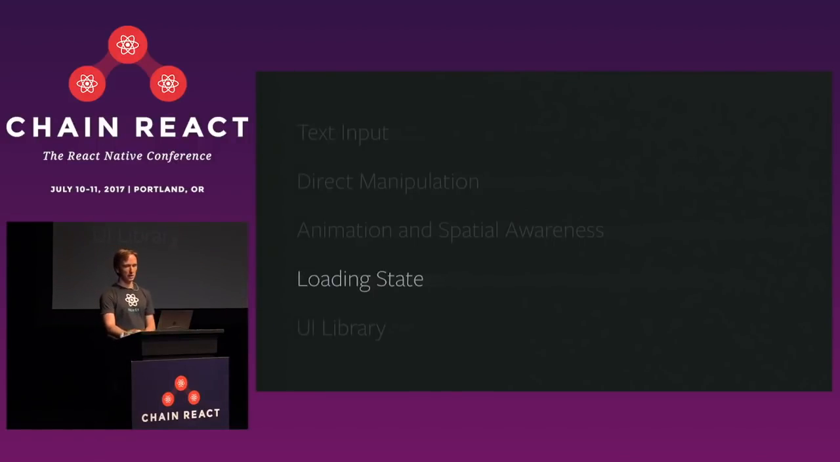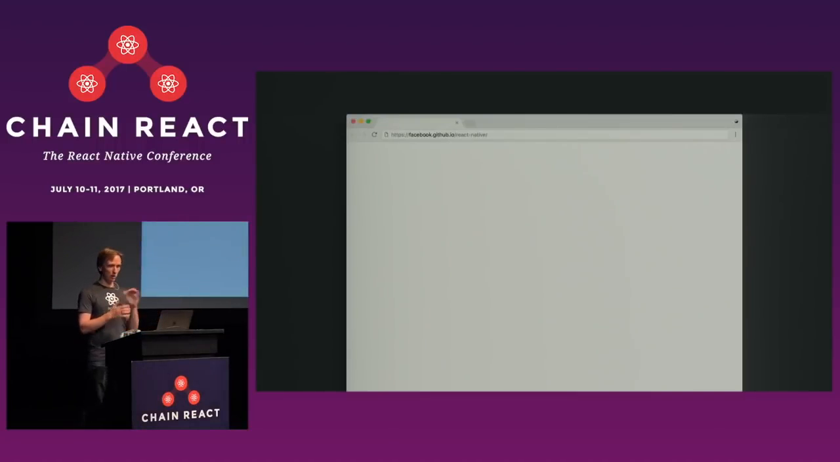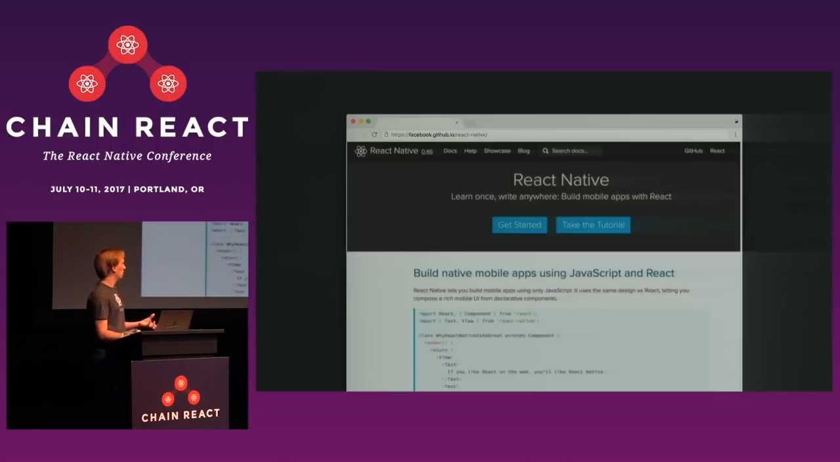Next up, loading state. So web is mostly about pages of content. This is the React Native web documentation page, and I'm just going to start loading it. So I hit enter in the URL bar. I see something coming up on the screen, and then icons load, fonts load, some more content loads. And it feels okay. For the web, it's great. It's just normal. It matches your expectations of web. However, on mobile, it's more nuanced.